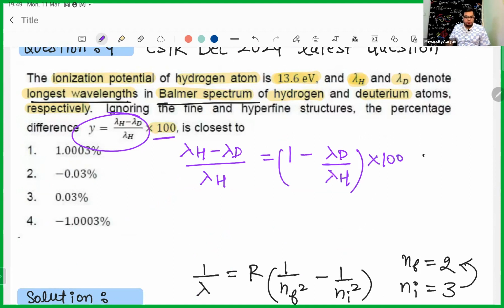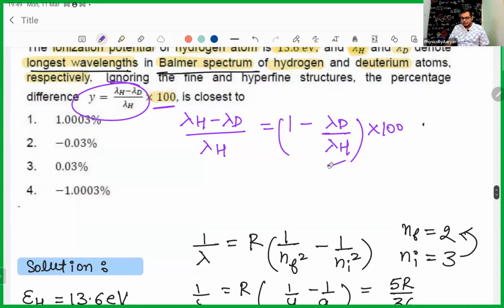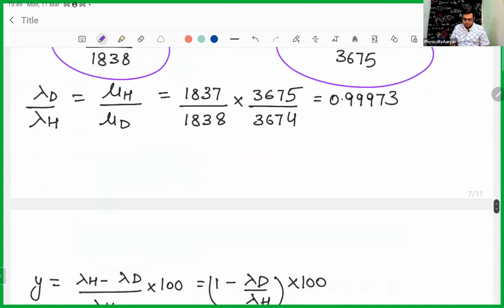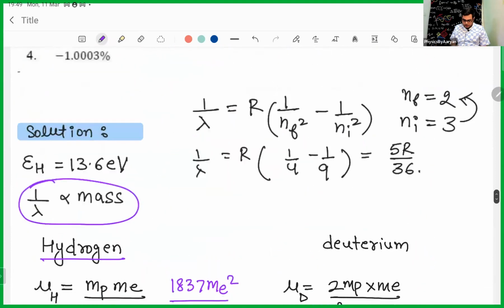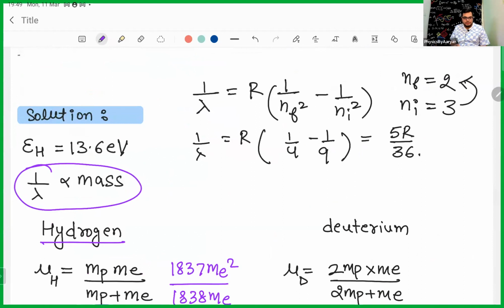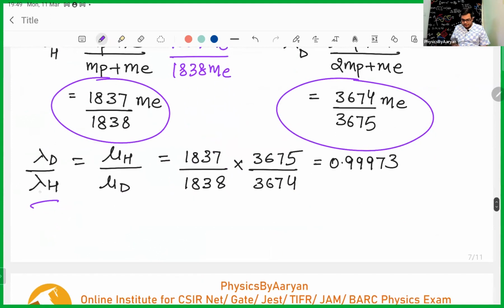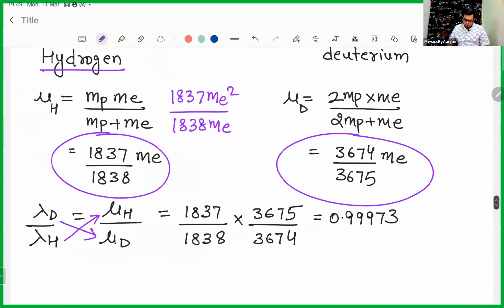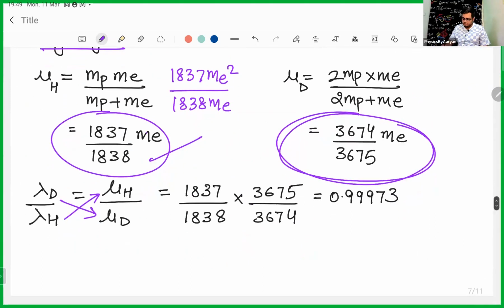So what I can do is I can find this ratio, lambda d by lambda h. I already told you that 1 by lambda is directly proportional to mass. It means lambda is inversely proportional to mass, right? So lambda d by lambda h is inversely proportional to mass, so it will be mu h by mu d. What is mu h? This is your mu h, so 1837 by 1838. What is mu d? This is your mu d, so 3674 by 3675. If you use the calculator, which is allowed in the exam, you will get 0.99973.